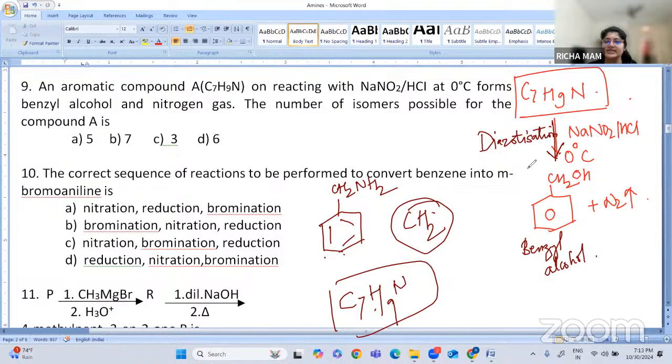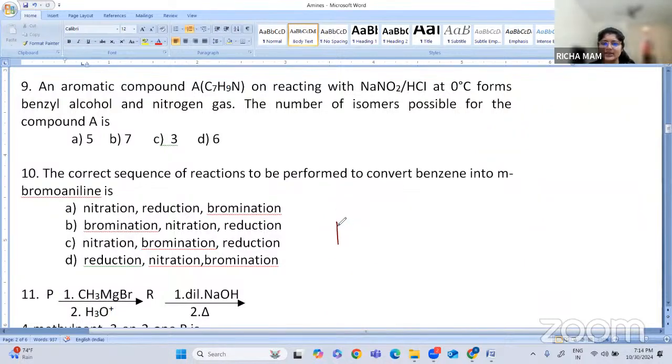So when you do diazotization of benzyl amine, what am I going to get? I'm going to get benzyl alcohol, right? So what are the steps? First step: you have taken benzylamine. I'm going to do diazotization, which is NaNO2 in the presence of HCl at 0 to 5 degrees Celsius. So what am I going to get?